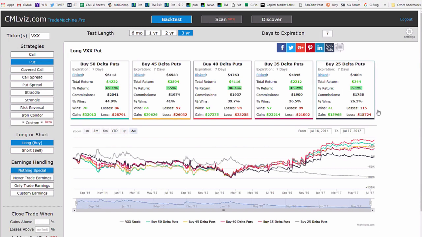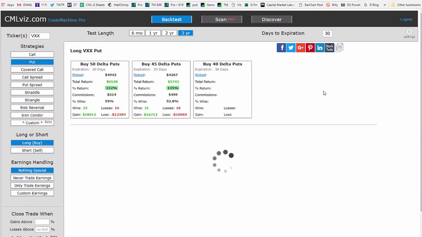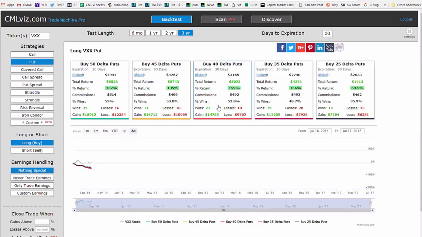So here we can see that, let's focus, let's say, on the 40 delta puts, that buying the put has been a winner if we traded the weekly options. But it turns out that when VIX goes out of contango, it's for a short period of time and it's pretty abrupt. So hypothetically, it would make sense that if we traded longer-term options, this strategy would start to win more often and would start to have higher returns. So let's just try a 30-day option. And all of a sudden, it went to 159%.